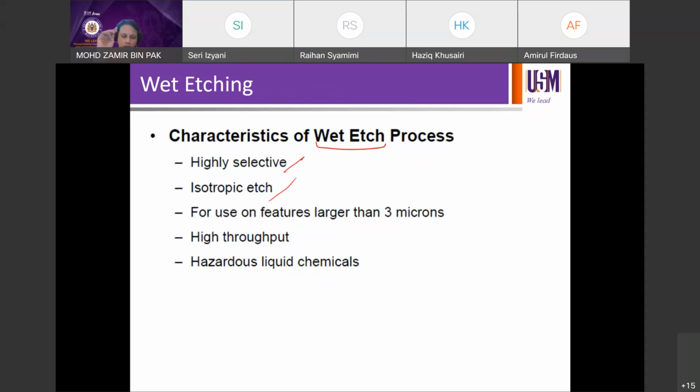So when you talk about selectivity, you're talking about the selectivity of the material to be etched with regards to the chemical that you want to use for the etching. Used for features larger than 3 microns, usually, but it can also be done on nanometers now. You can use nanometers now.